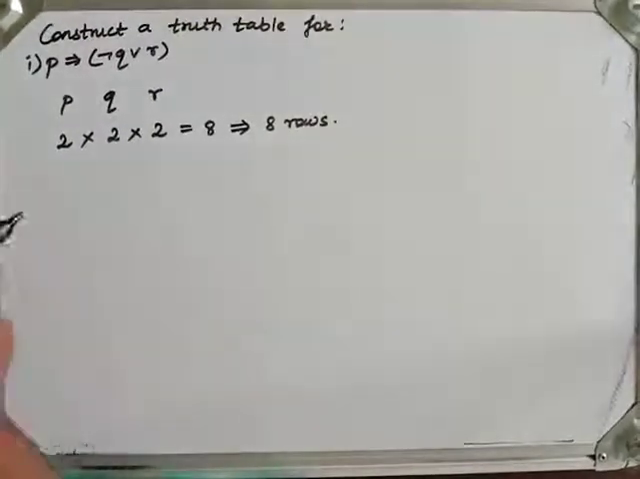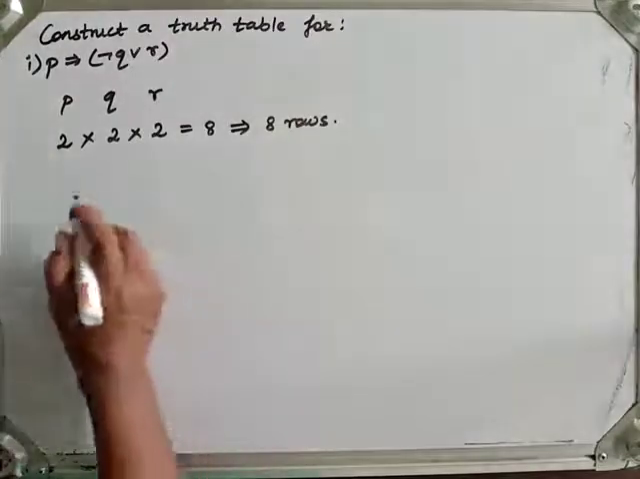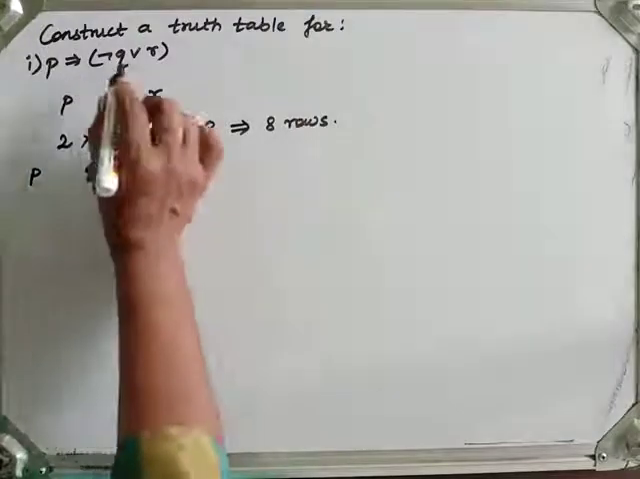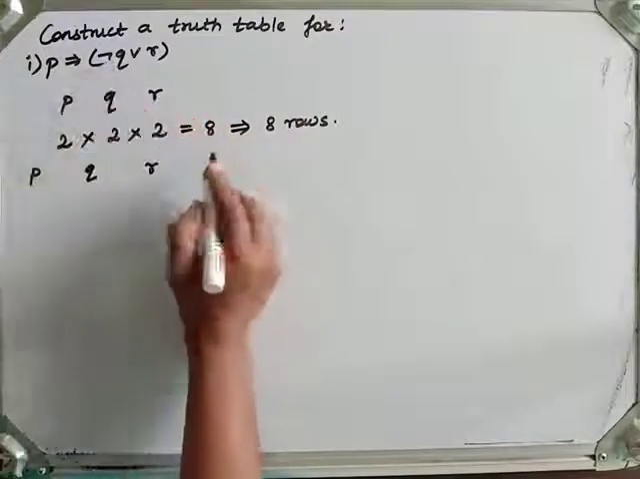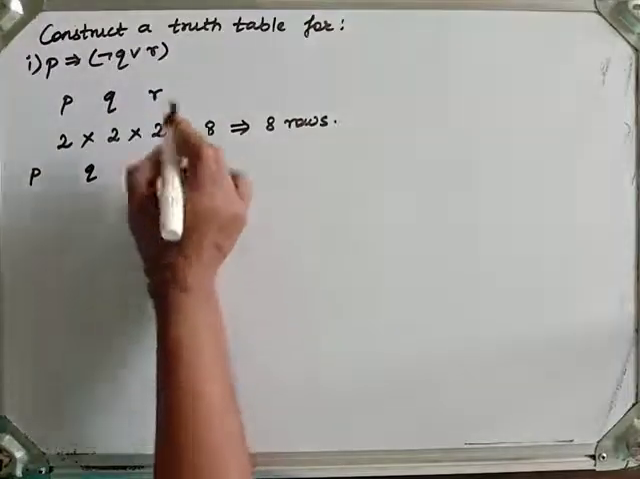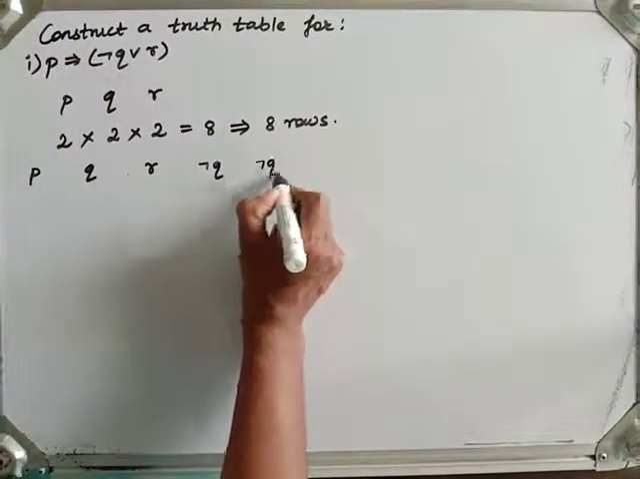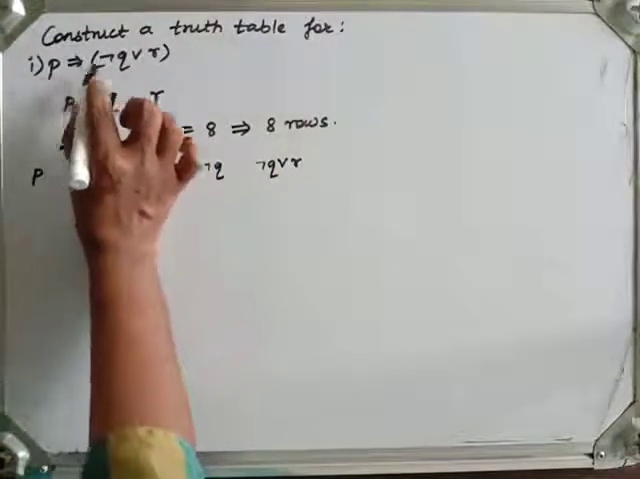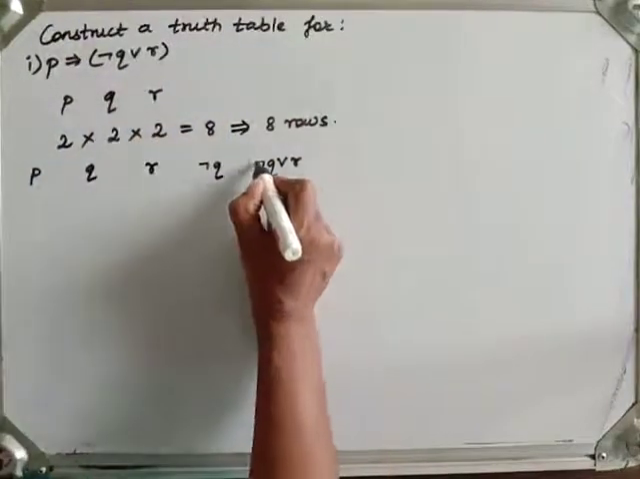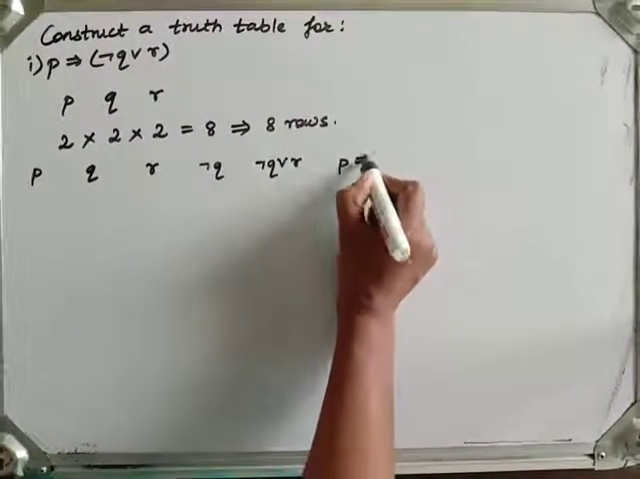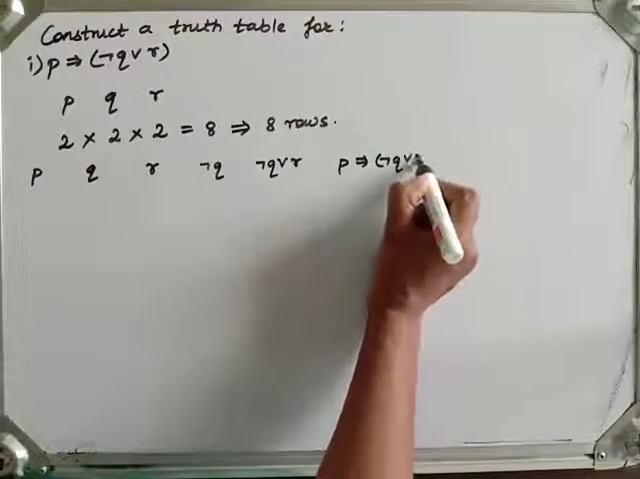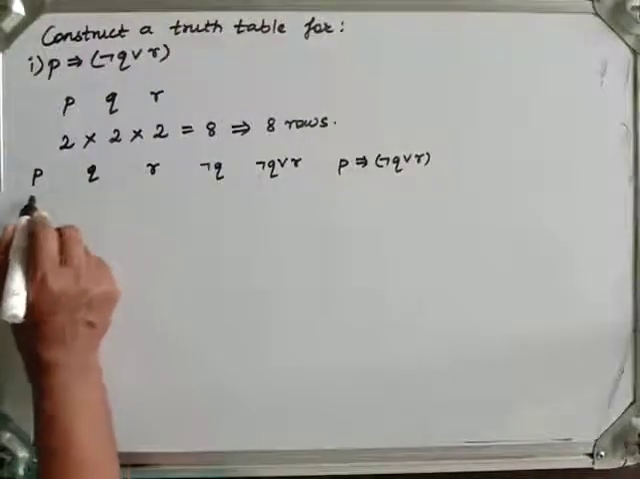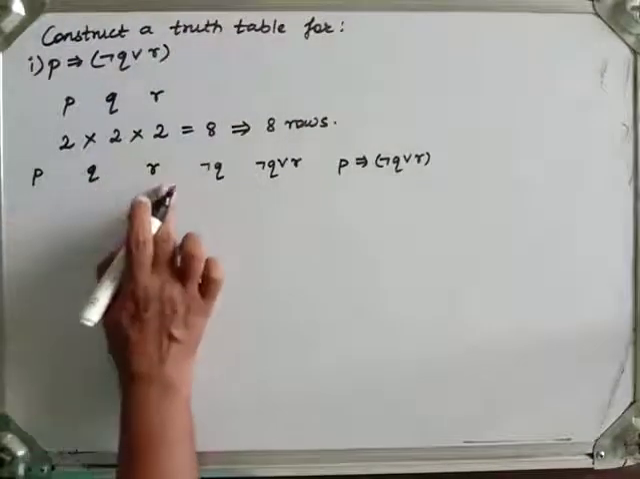Now how do we write them? Let me tell you in a simple way. Let me write P, Q, R. Then we need negation Q. Then we need negation Q or R, and at last we need P implies negation Q or R. This is our required one. We have to prepare a truth table for this. So first of all we will write the possibilities for these three variables.